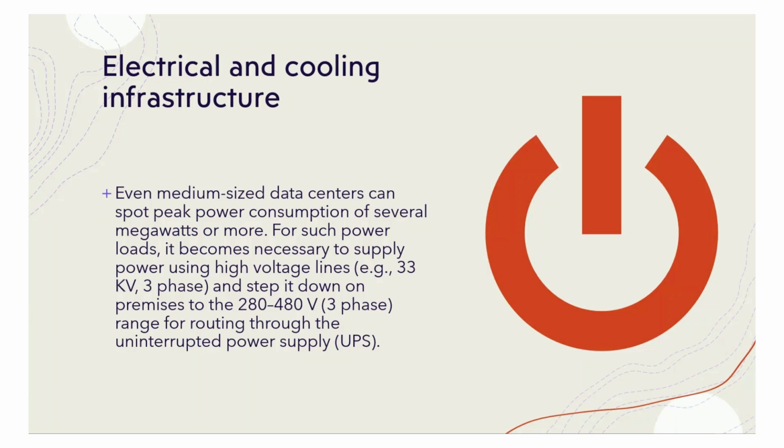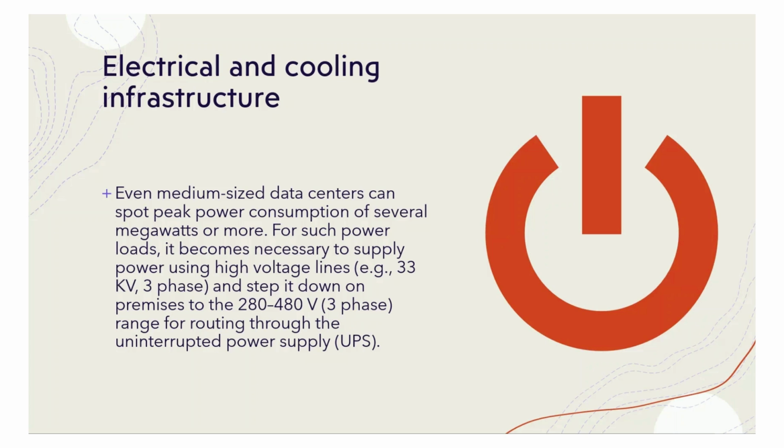So for example, a 33 kV three-phase line is being moved down, and this 33 kV line can be stepped down to 240 to 480 volts three-phase for routing through the uninterrupted power supply. That is, this 33 kV can be stepped down to 11 kV. Then 11 kV can be brought down to 415 volts. Then the 415 volts can be stepped down as well to 280 to 480 volts, which is adaptable to the uninterrupted power supply.